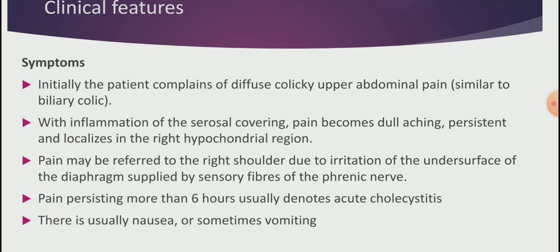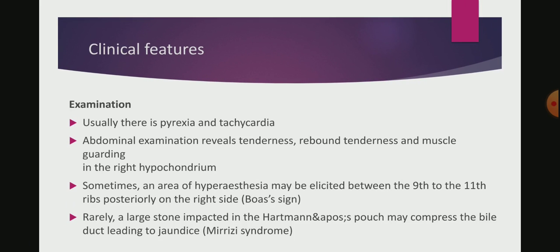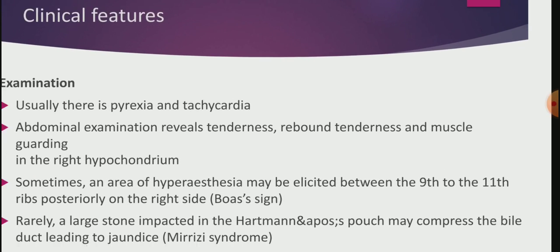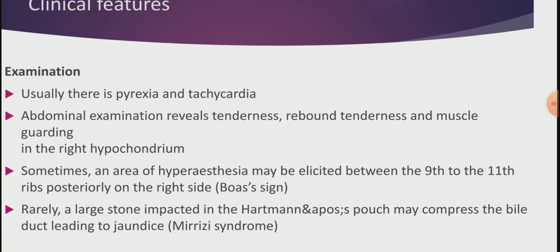Pain persisting more than 6 hours usually denotes acute cholecystitis, whereas the pain of biliary colic without inflammation lasts about 2 hours and disappears. There is usually nausea and sometimes vomiting. Examination: usually there is pyrexia and tachycardia. Abdominal examination reveals tenderness, rebound tenderness and muscle guarding in the right hypochondrium.